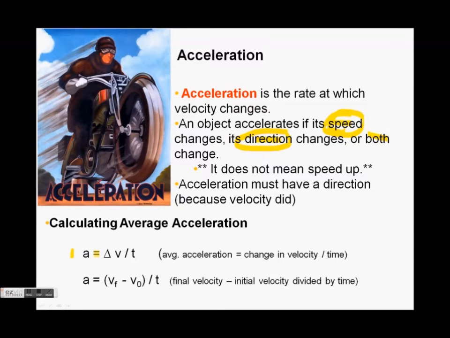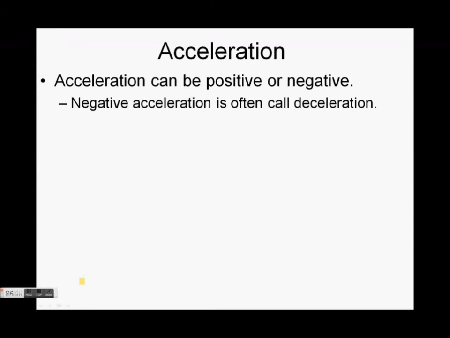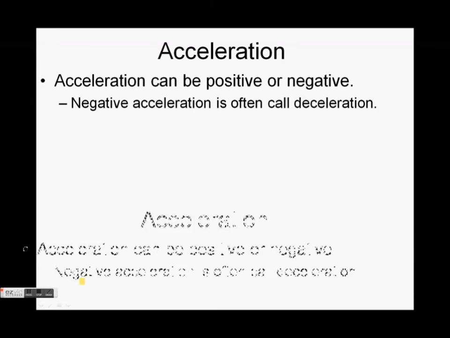Again, it should make sense. If you sped up, if you slowed down, it's how velocity changed over how much time it took to do it. The formula that you're going to use mostly is this bottom one. Acceleration is the final velocity minus the initial velocity divided by the time. So your ending velocity minus your starting velocity divided by time. That's the main one that you're going to be using.